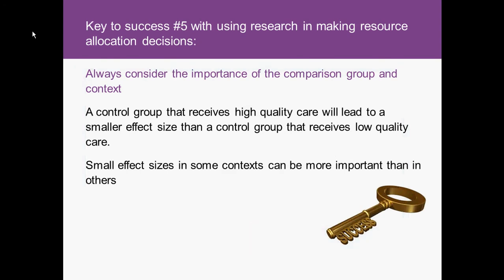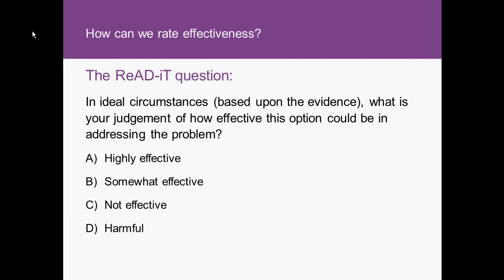So, our fifth key to success is to always consider the importance of the comparison group and context. A control group that receives a very high quality of care will lead to a smaller effect size than a control group that receives a low quality of care. Small effect sizes in some contexts can be more important than in others. In the Resource Allocation Decision Tool, we ask you to rate how effective the intervention is in terms of being highly effective, somewhat effective, not effective, or harmful.